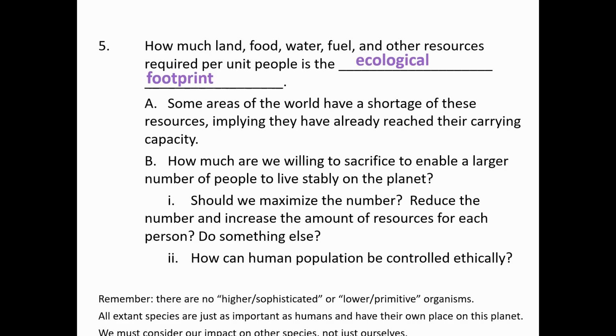So we have to make sure we're taking the whole picture in when we're trying to decide what's the maximum number of humans that can exist on this planet, and how do we disperse those resources amongst people and other organisms.